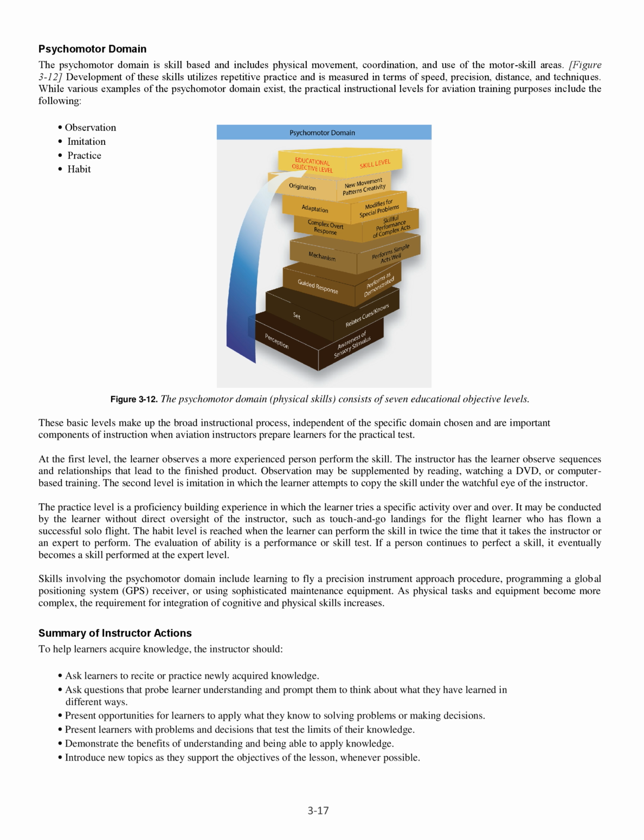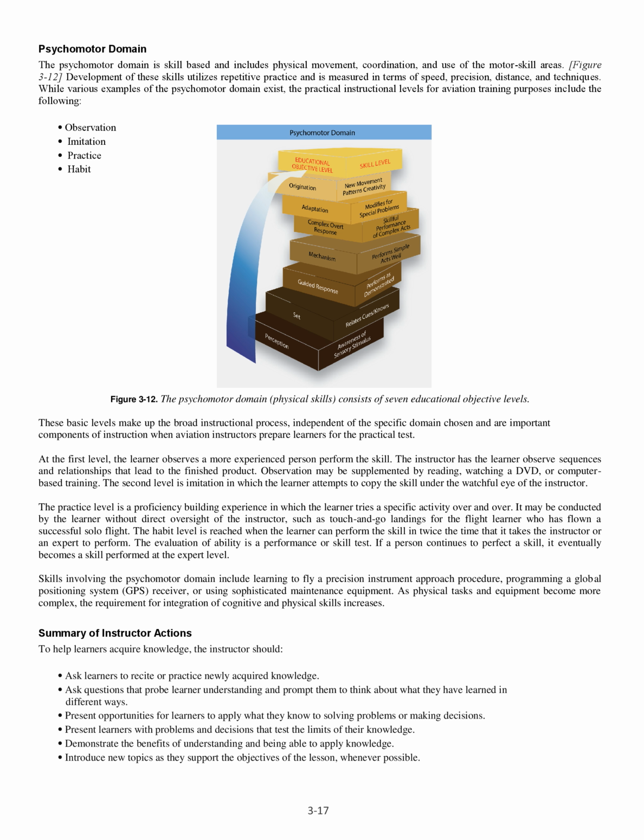At the first level, the learner observes a more experienced person perform the skill. The instructor has the learner observe sequences and relationships that lead to the finished product. Observation may be supplemented by reading, watching a DVD, or computer-based training. The second level is imitation, in which the learner attempts to copy the skill under the watchful eye of the instructor. The practice level is a proficiency-building experience in which the learner tries a specific activity over and over. It may be conducted by the learner without direct oversight of the instructor, such as touch-and-go landings for the flight learner who has flown a successful solo flight.